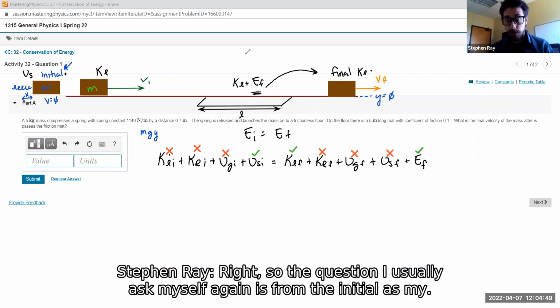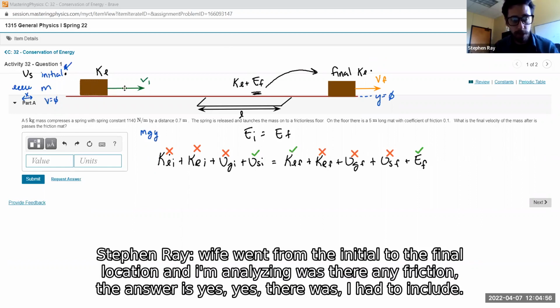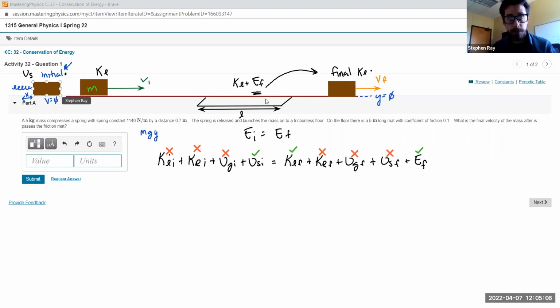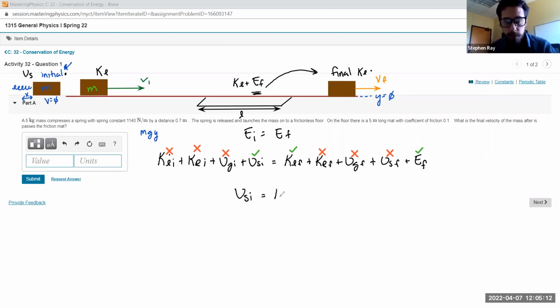So the question I usually ask myself is, as my block went from the initial to the final location that I'm analyzing, was there any friction? The answer is yes, there was. So I have to include it. So the super duper equation reduces to this.